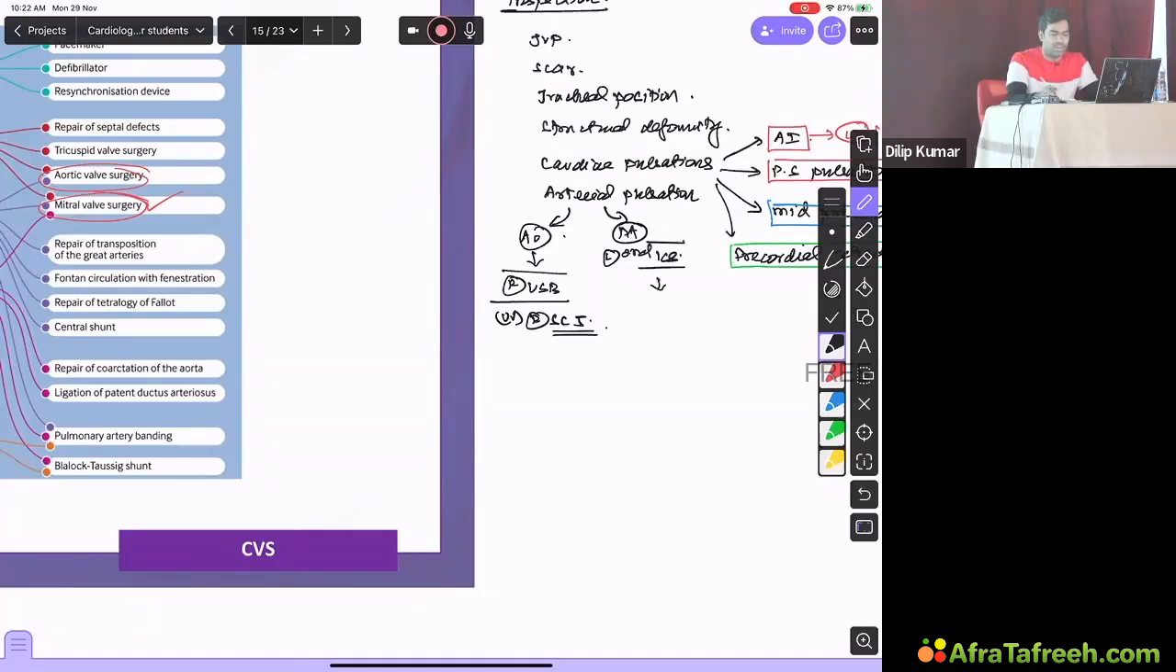So this is to look for pulmonary artery pulsations. This is to look for aortic pulsations. Especially in aneurysmal dilatations of the aorta, you might have pulsations here.